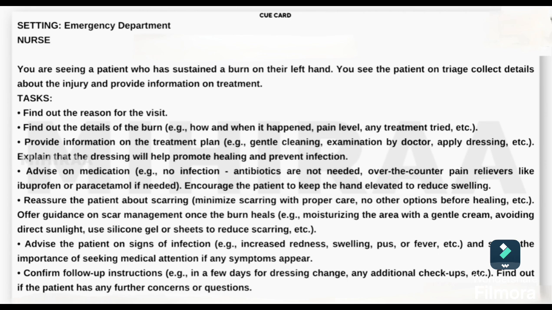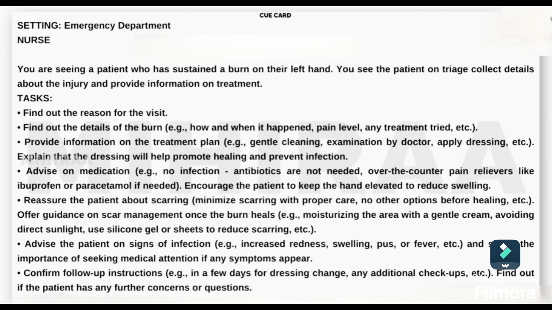You can sympathize: Oh, Joseph, I'm really sorry to know about your injury, but no need to worry. We are here to help you. Before going further, may I ask you some questions about your burn injury? Then, once you get the consent, you can follow with the questions. Joseph, could you please explain to me how and when it happened?